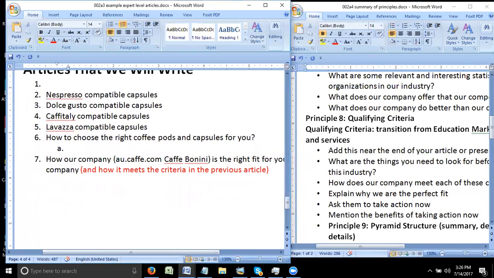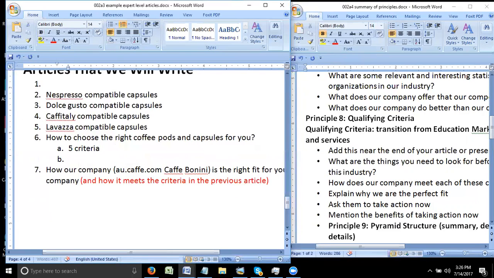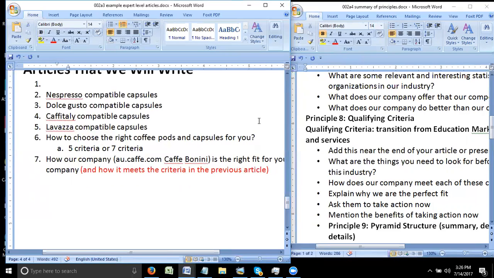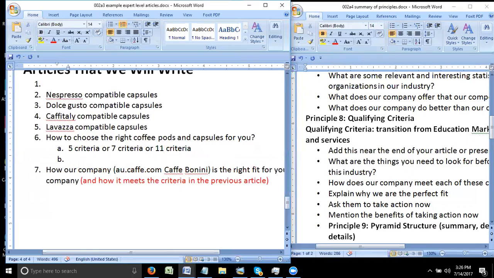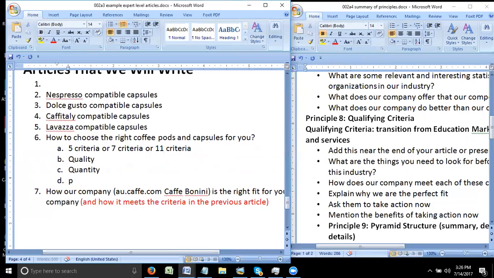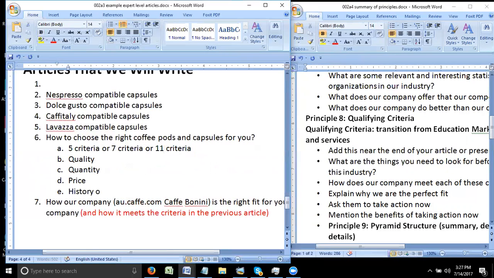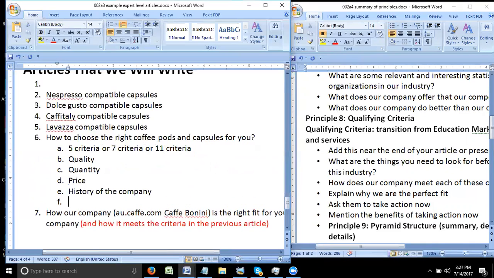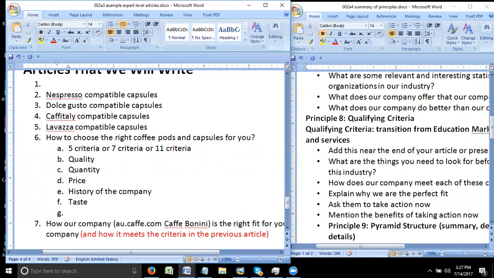And there might be like 3 criteria, maybe 5 criteria, or maybe 7 criteria. It's an or. So you can even go with 11 criteria if you want. Just off the top of my head, we're going to look at the quality, the quantity, we're going to look at the price, we're going to look at the history of the company. Those are the criteria. Do we have a good history? We're going to look at the taste. We're going to look at the compatibility with the machine. And these are just things off the top of my head.